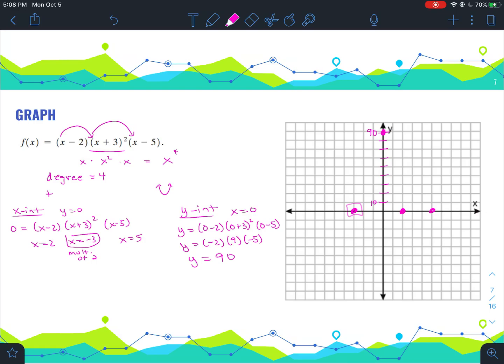The multiplicity piece we have right here. So we know that at -3, it's going to bounce off the graph. It's not going to cross over there. And then 2 and 5 are normal x-intercepts. So we've got all of our pieces.